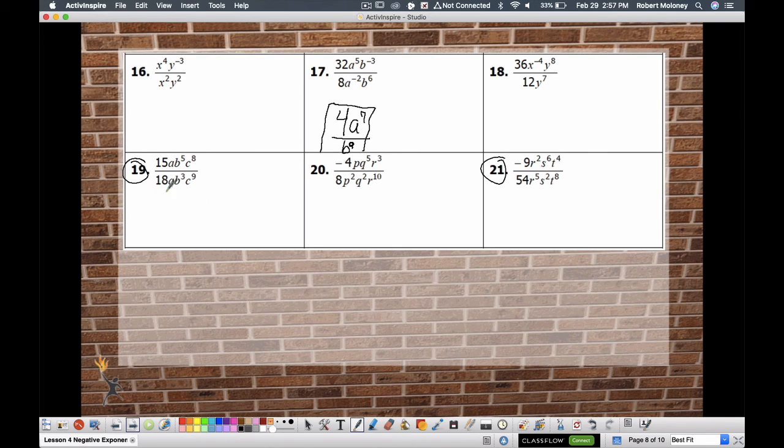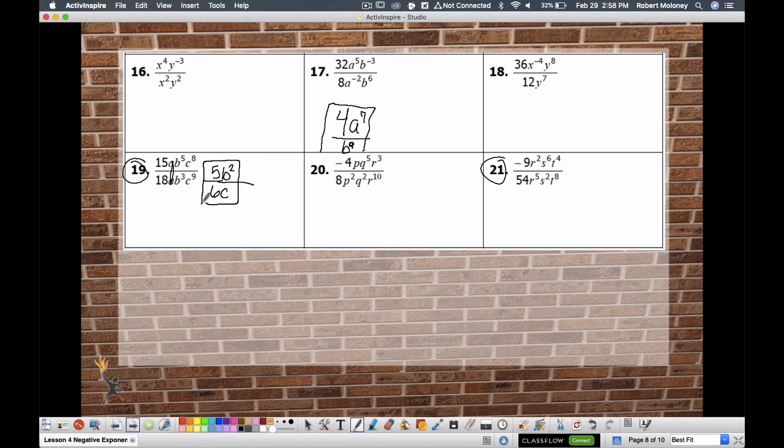All right, let's take a look at them now that you've completed them. 15 over 18. All right, so this one doesn't divide evenly, so I'm just going to have to simplify. The greatest common factor of both those numbers is 3, so that becomes 5 over 6. Now, a over a, they cancel, so those are gone. 5 minus 3 gives me b squared. And c to the 8 minus 9 leaves me c to the negative 1. So that leaves me a c in the final answer down here.